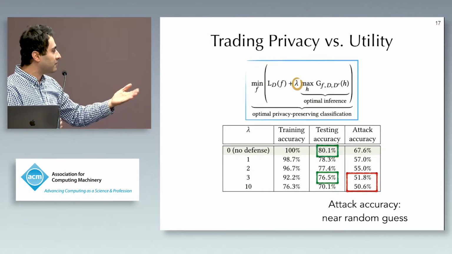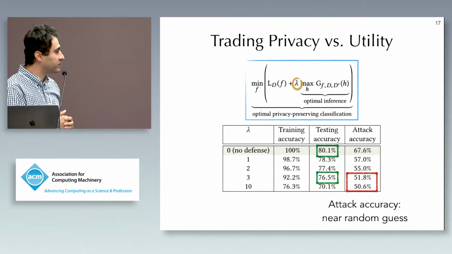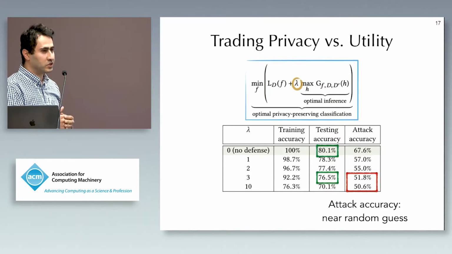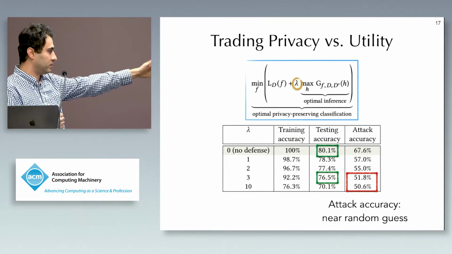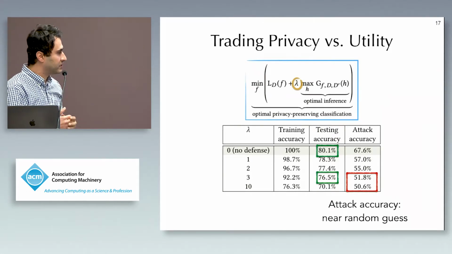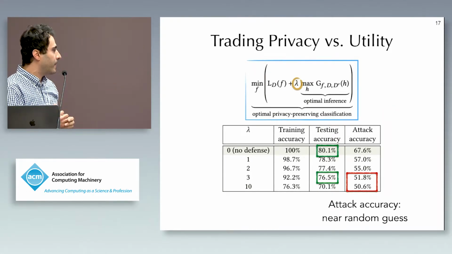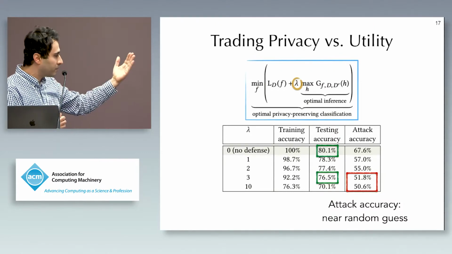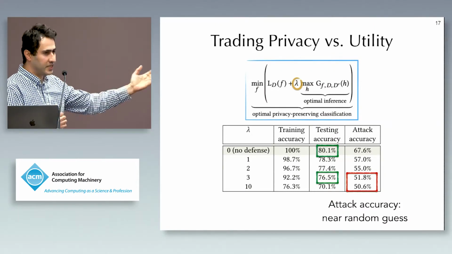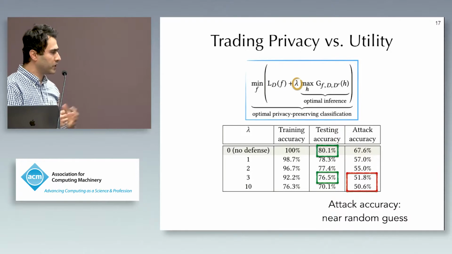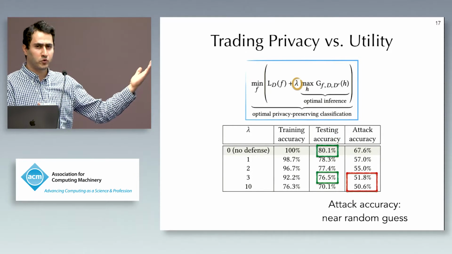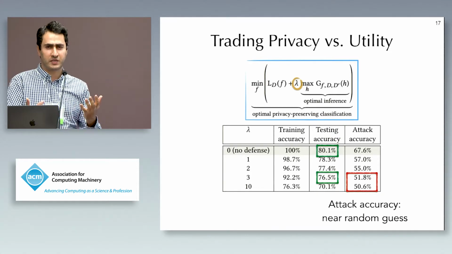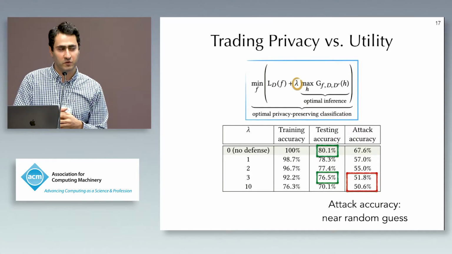But the good news is that for values like 51% of attack accuracy, we're still getting a test accuracy which is very close to the case of no defense, right? So we see that for 51% attack accuracy, the testing accuracy has dropped from 80% to only 76%, right? So we can get good privacy protection with very small degradation in the utility of your machine learning classifier.